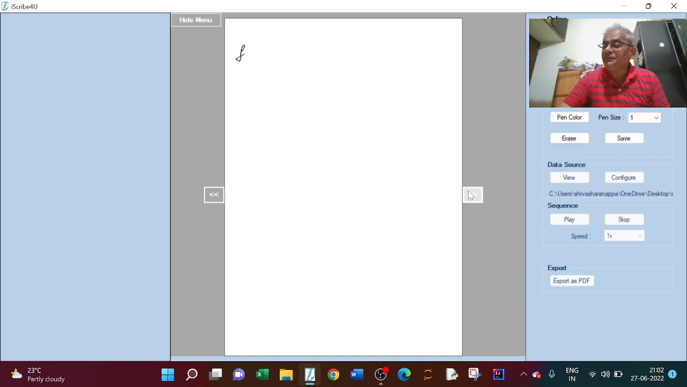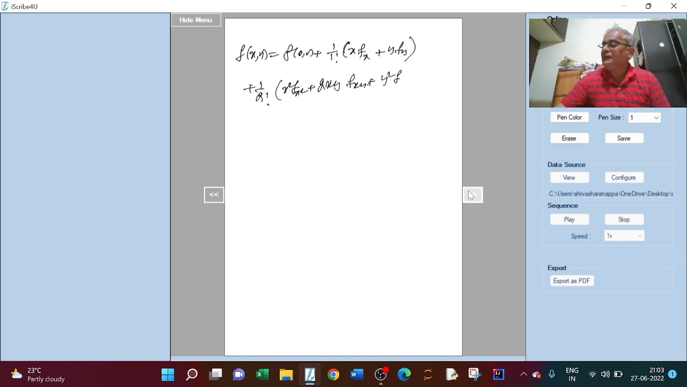In the second part, what I do here is f(x,y) is nothing but f00 plus 1 by 1 factorial into x f_x plus y f_y at the point 0, 0, plus 1 by 2 factorial into x square f_x square plus 2xy f_xy plus y square f_y square, plus next term 1 by 3 factorial into x cube f_x cube plus 3x square y f_x square y plus 3xy square f_xy square plus last term y cube f_y cube, and if you want you can continue with the next term.